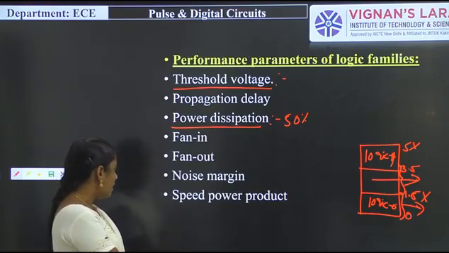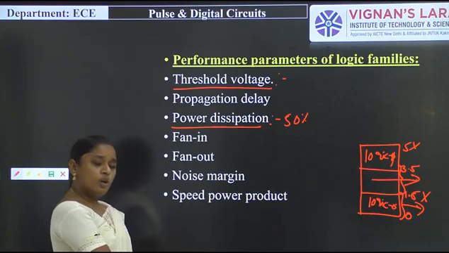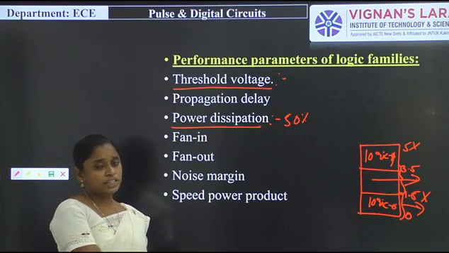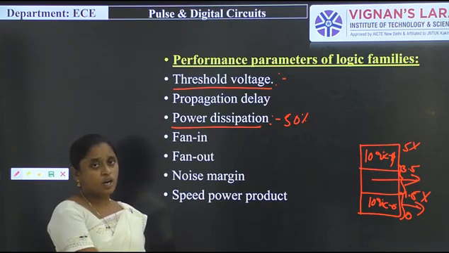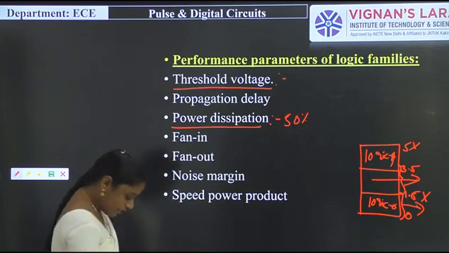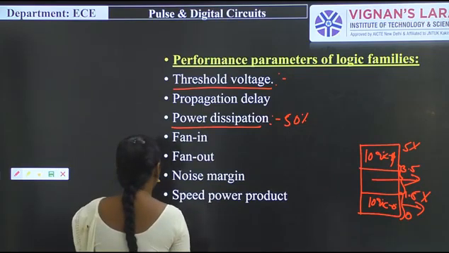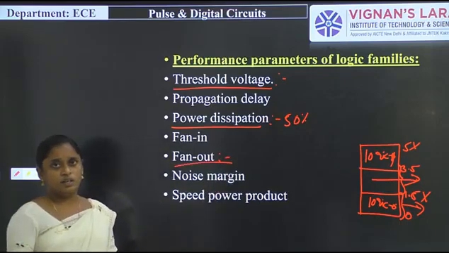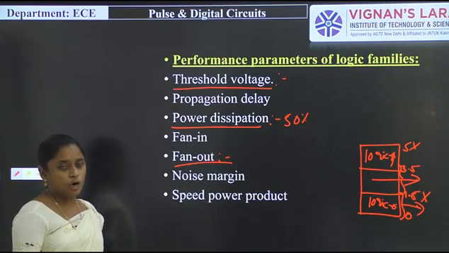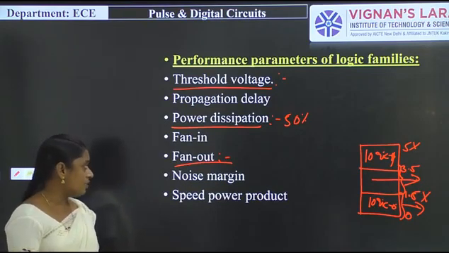And the next one is fan-out. Fan-in and fan-out are nothing but inputs and outputs. Fan-in is the maximum number of inputs connected to the logic gate. Coming to fan-out, it is the maximum number of outputs connected to the logic gate. The maximum number of outputs a logic gate or logic IC can drive is known as fan-out.